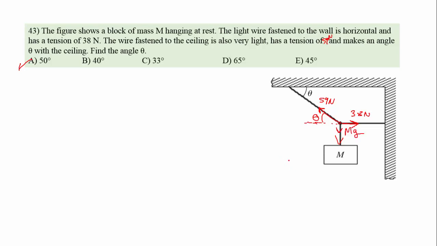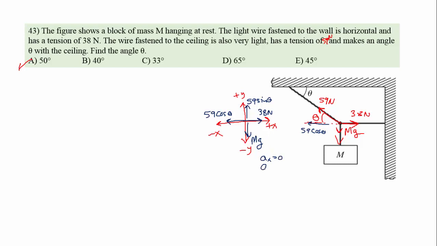So now if you look at the force body diagram, in the x direction we have the 38 Newton in the positive x, and then we have the x component of the 59 Newton. This will be the adjacent to the angle here, so it will be 59 cosine theta. In the y direction we have two forces as well, the weight of this mass, and we have the y component of the 59 Newton, which would be 59 sine theta. So two forces in the y direction and two forces in the x direction. And in all those cases, the acceleration is 0. So the acceleration in the x direction is 0, and the acceleration in the y direction is 0.